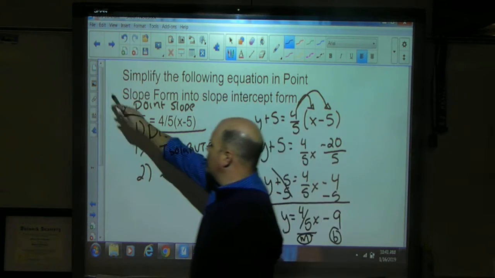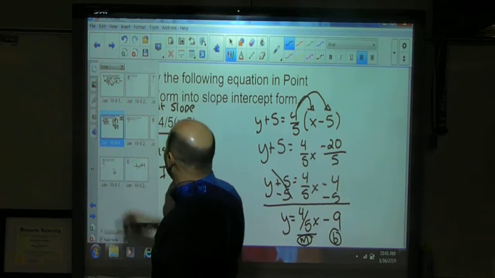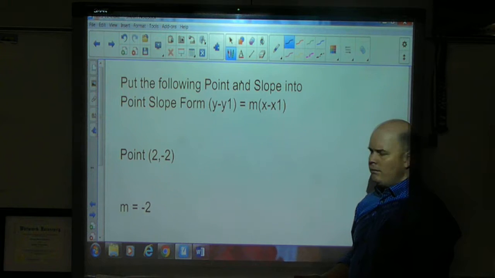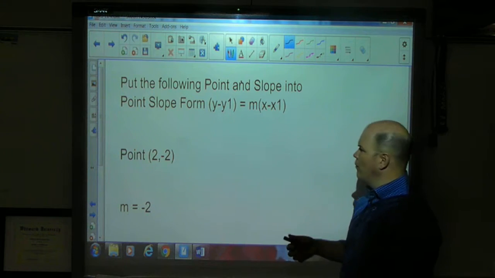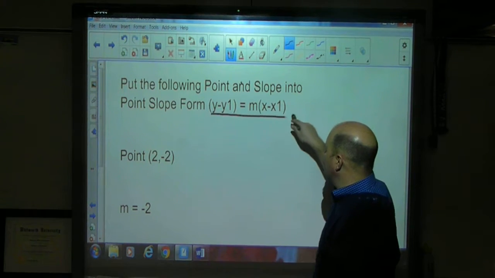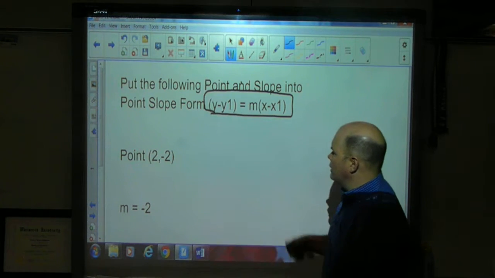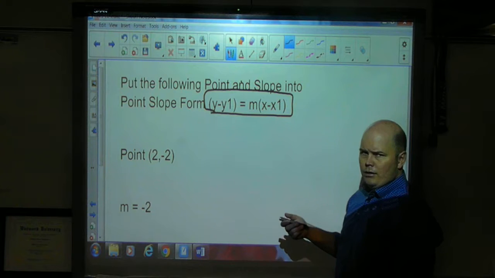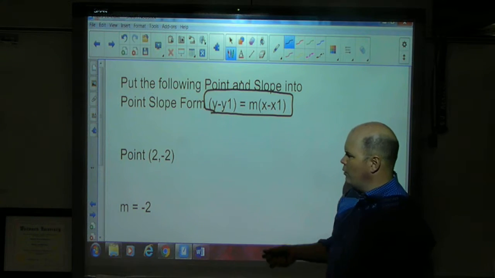Okay, and the third type of problem you saw in the first part of your test was it would give you a coordinate and it would tell you to put it into point slope form. Again, this is my point slope format. Y minus y1 is equal to m times x minus x1. So here, the first thing I'm going to do is just label my coordinates.